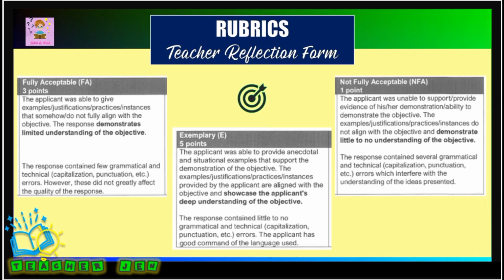Lastly, you will get the score of 1 point if the applicant was unable to support or provide evidence of his or her ability to demonstrate the objective. The examples, justifications, practices, or instances do not align with the objective and demonstrate little to no understanding of the objective. The response contains several grammatical and technical errors which interfere with the understanding of the ideas presented.